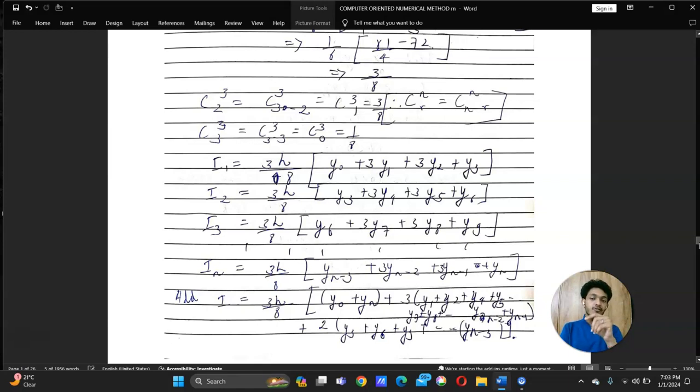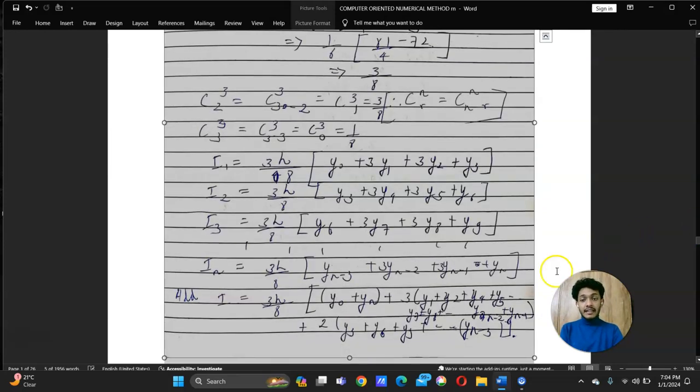We get I equals to 3h by 8 times y0 plus yn, because first element and last element is counted one time only. We have already seen that, and 3 times y1, y2, y4, y5. All the elements over here are multiplied by 3 times, but the multiples of 3 are going to be multiplied 2 times, and that is the general derivation of Simpson's 3/8 rule by Newton-Cotes formula. Thank you. That's all, and that's how we derived it.